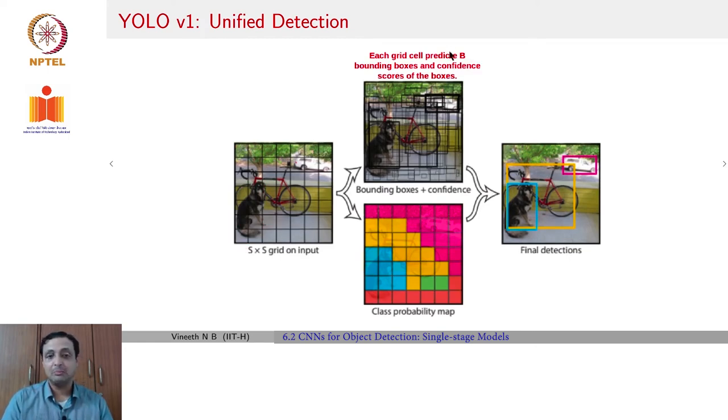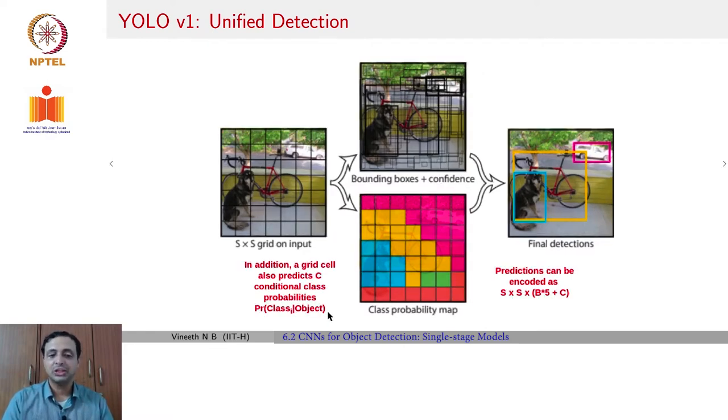So each grid cell predicts B bounding boxes. B is another hyperparameter, and confidence scores for each of these boxes. So you can see here that each grid cell can predict multiple bounding boxes and a confidence for each of those bounding boxes. And each grid cell predicts just one probability per class. So a total of C classes would mean C total probabilities. You could consider that this is computing a quantity which is given by probability of class i given an object. So that's a conditional probability.